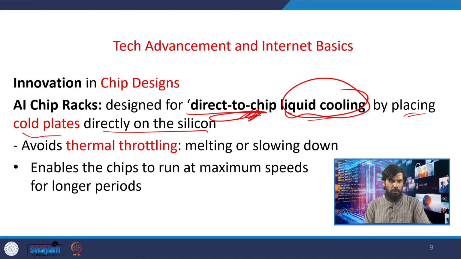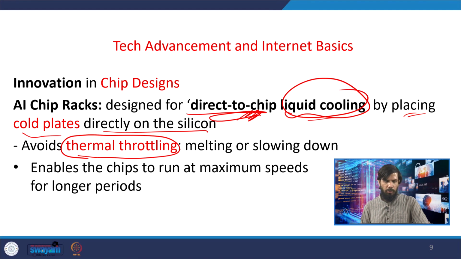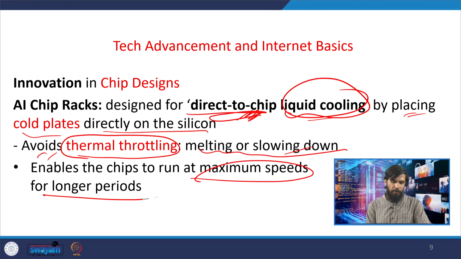What it does is avoid thermal throttling. It avoids the overheating, melting, and slowing down of the whole process. So that is one important benefit. And because of this direct-to-chip liquid cooling mechanism, it also enables chips to run at maximum speeds for longer periods.